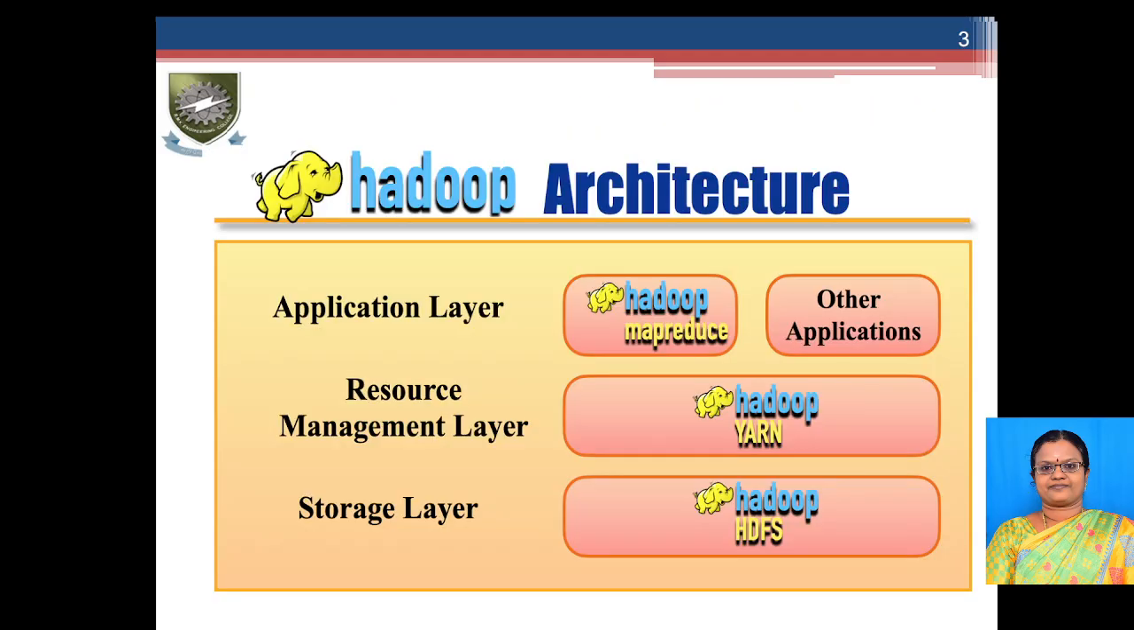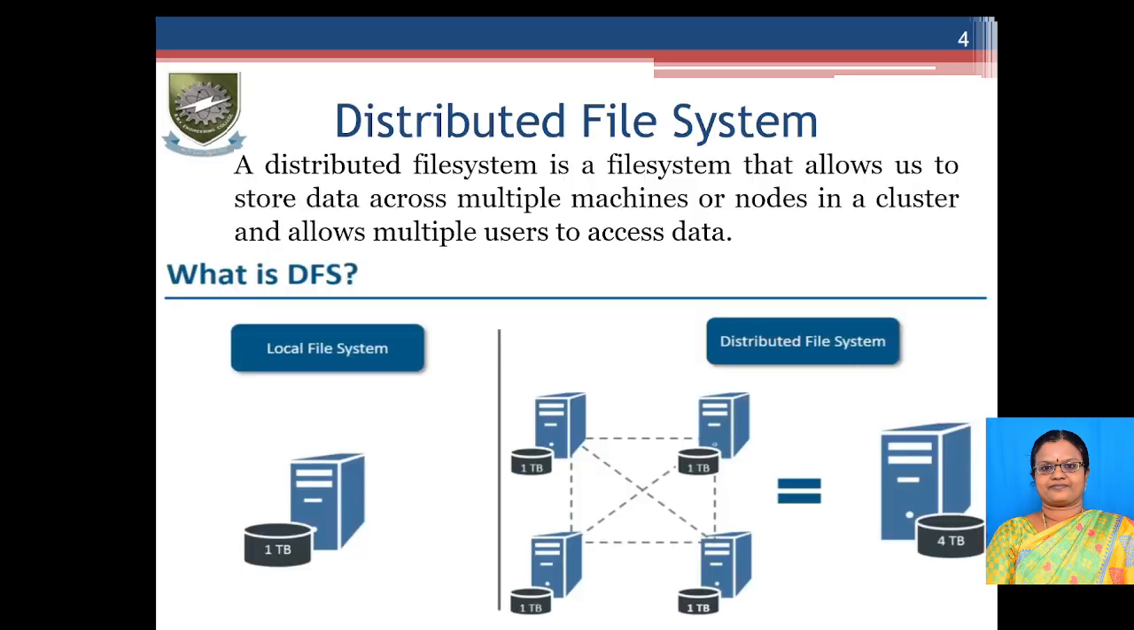And this is the architecture which we saw already. We have three layers in Hadoop. One is the application layer, the second one is the resource management layer, and the third one is the storage layer. Now we will see about the third layer of Hadoop, which is HDFS. But before that, let us see what a distributed file system is.